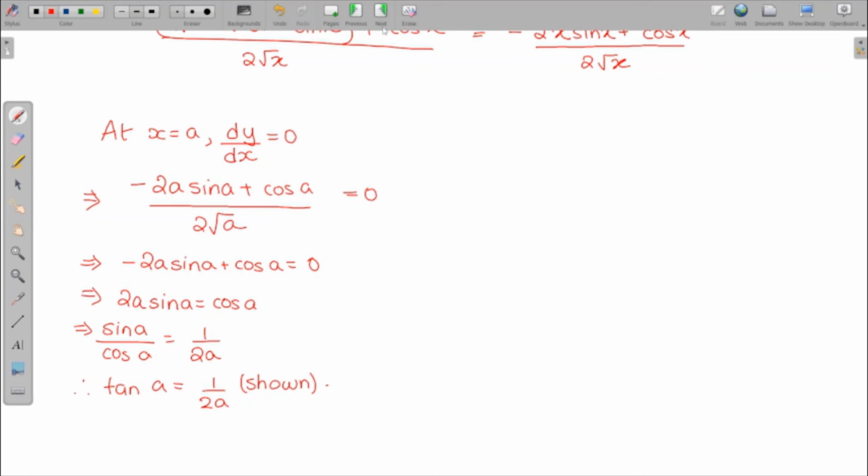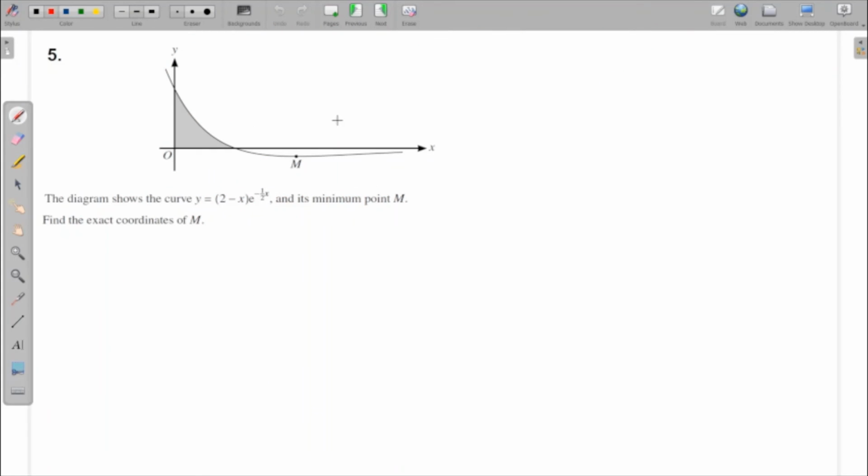Moving on to question number 5. Here they have given us that the equation of the curve is y = (2 - x) e^(-x/2), and again M is a stationary point. This time it is a minimum point. So here dy/dx will be 0 once again. So we have to find the exact coordinates of M.